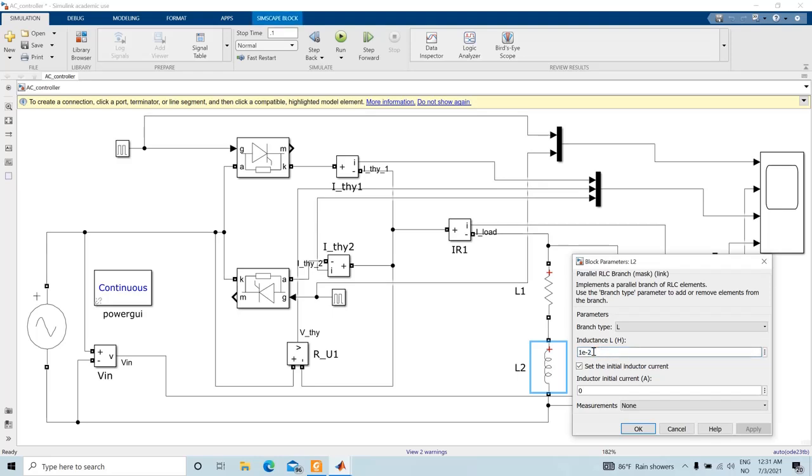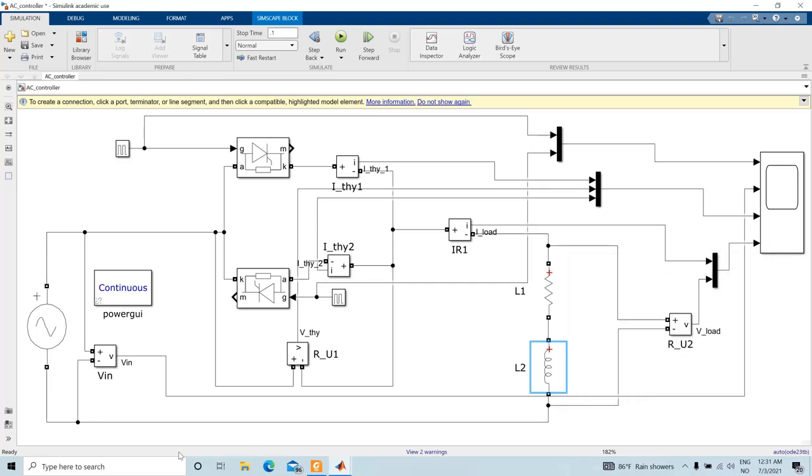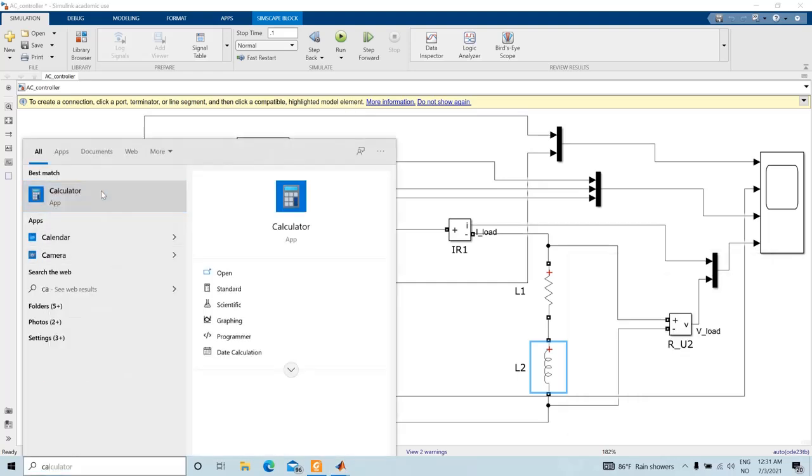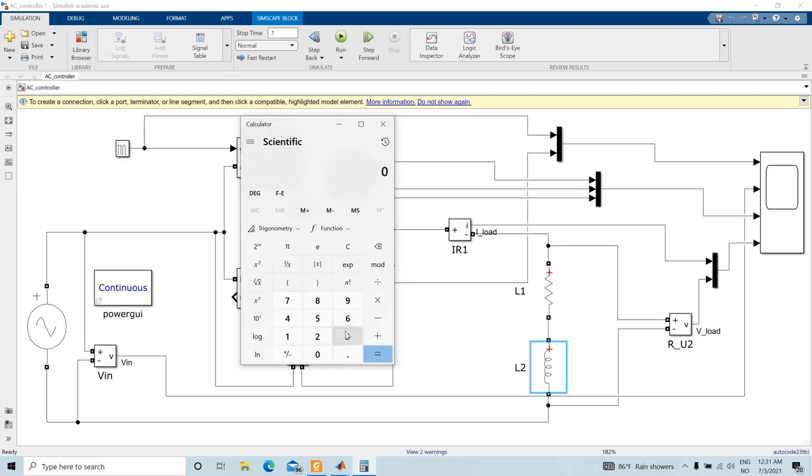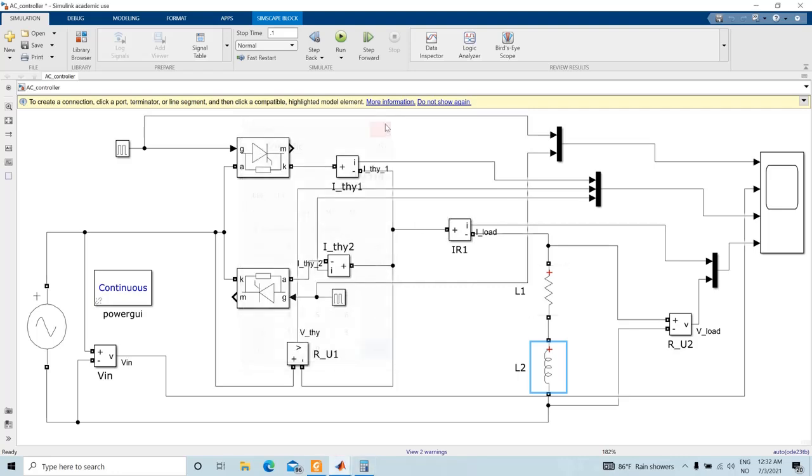So if this is, let's say, 1e to the power minus 4, and we have a calculator here, then 314 divided by 10,000 is 0.03, much lower compared to the resistive load. So the inductive part is much lower in this case.